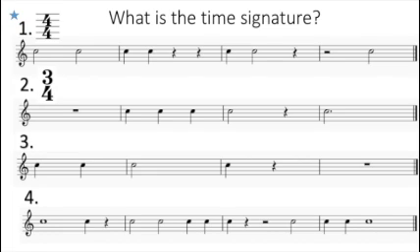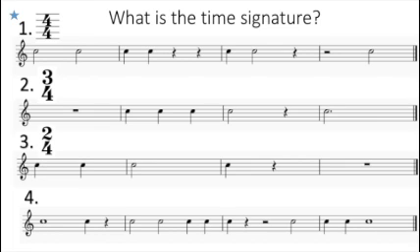So we have 1, 2, 1, 2, 1, 2, and then a whole rest, which I'm going to deduce means it takes up the whole measure. So I think here we have a time signature of 2/4. Awesome. Okay, last one. This one looks interesting already, because we have a whole note.